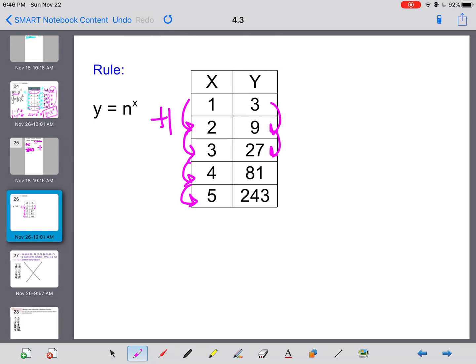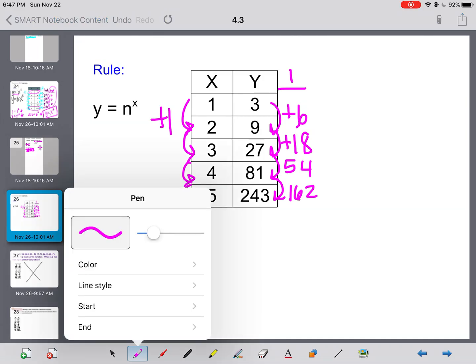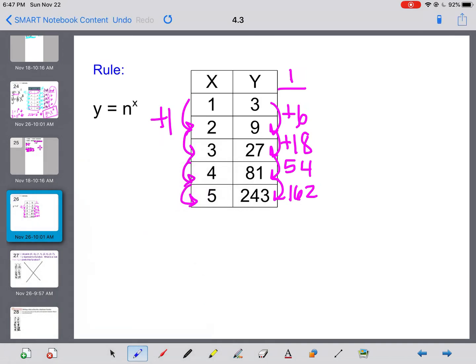Okay, let me show you what that looks like. Okay, so we're going to start by doing the same thing every time. You're always going to check for differences. Okay, so this, nice enough, is adding 1 every time. These, adding 6, adding 18, adding 54, and adding 162. Okay, we know it's not linear.